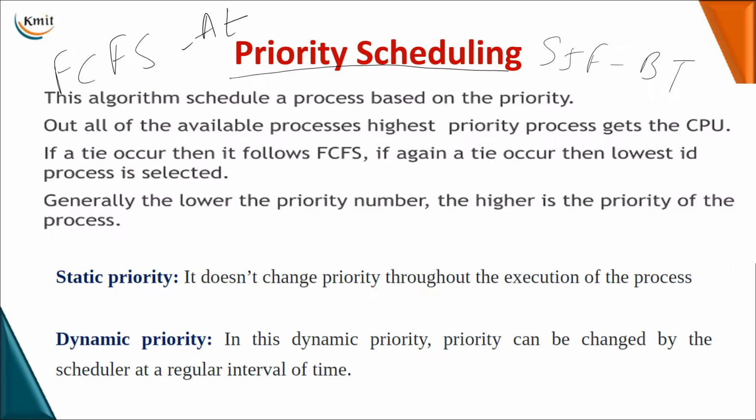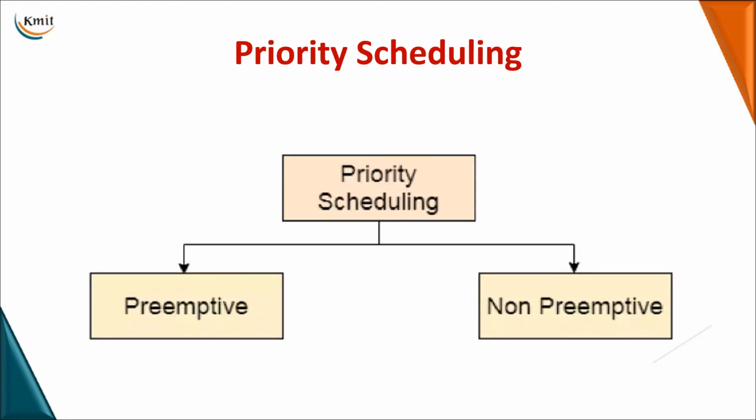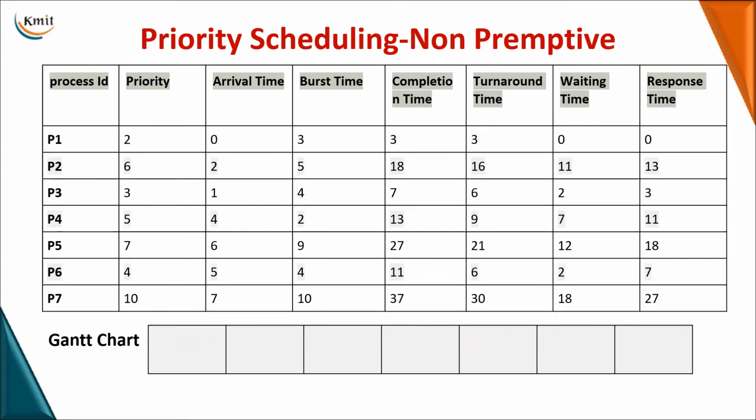There are two types of priorities: static priority and dynamic priority. If for P1 I assign a priority of 1, and throughout the program the priority remains the same, it is static. Sometimes in interactive systems, the priority of a process can be changed. In priority scheduling, we have two types, as with SJF: preemptive and non-preemptive.